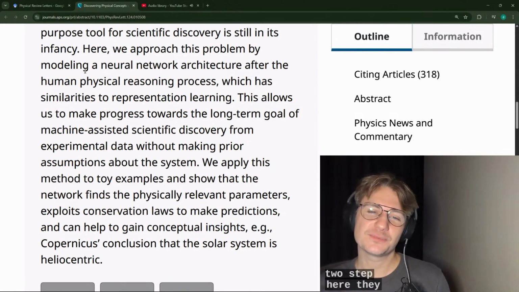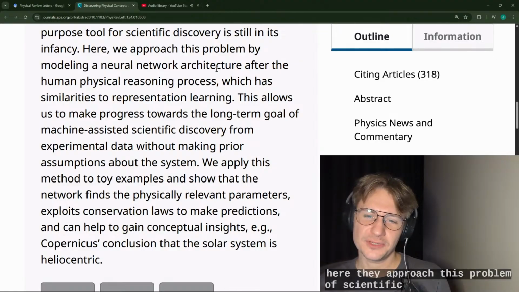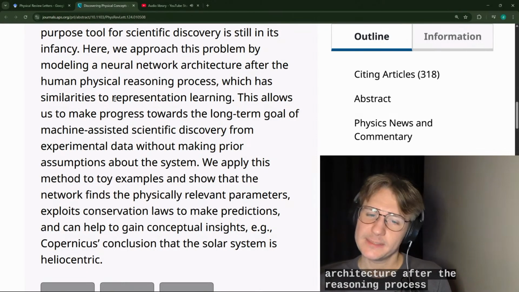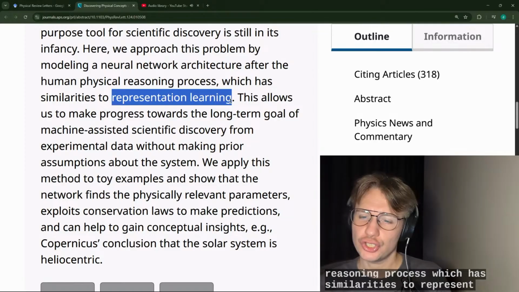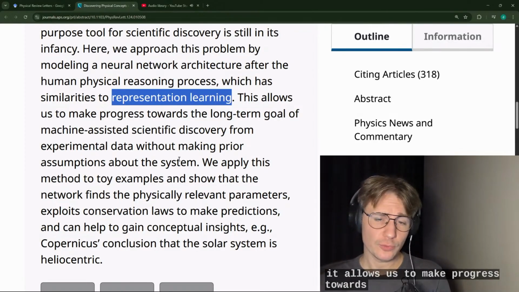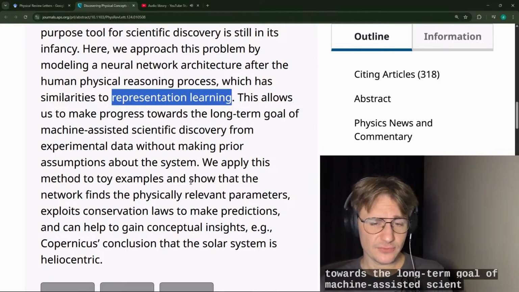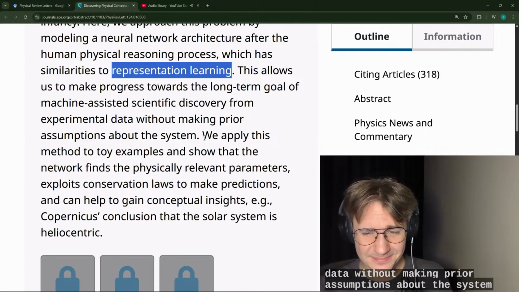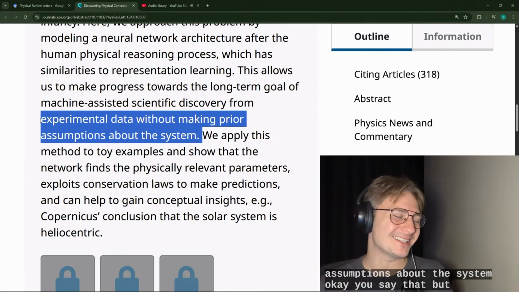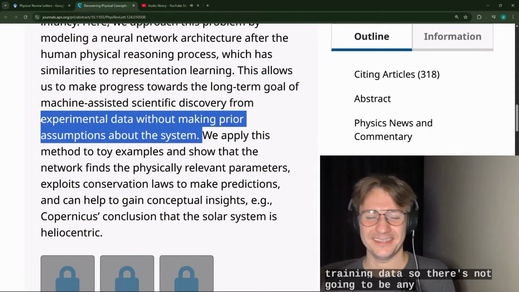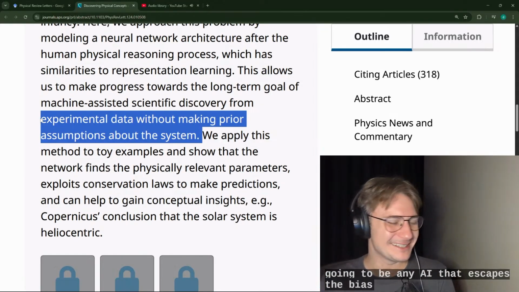Here they approach this problem of scientific discovery by modeling neural network architecture after the reasoning process, which has similarities to representation learning. It allows us to make progress towards the long-term goal of machine-assisted scientific discovery from experimental data without making prior assumptions about the system. Okay, you say that, but our assumptions are embedded in the training data, so no, there's not going to be any AI that escapes the bias of the training data.